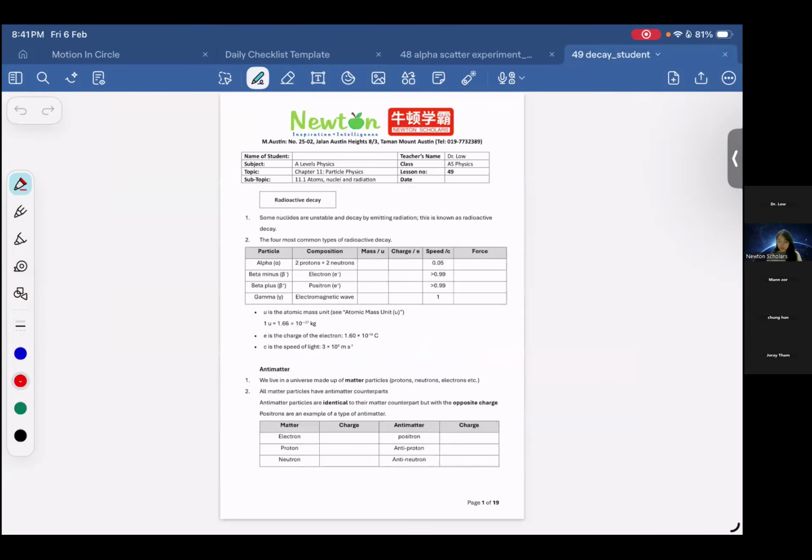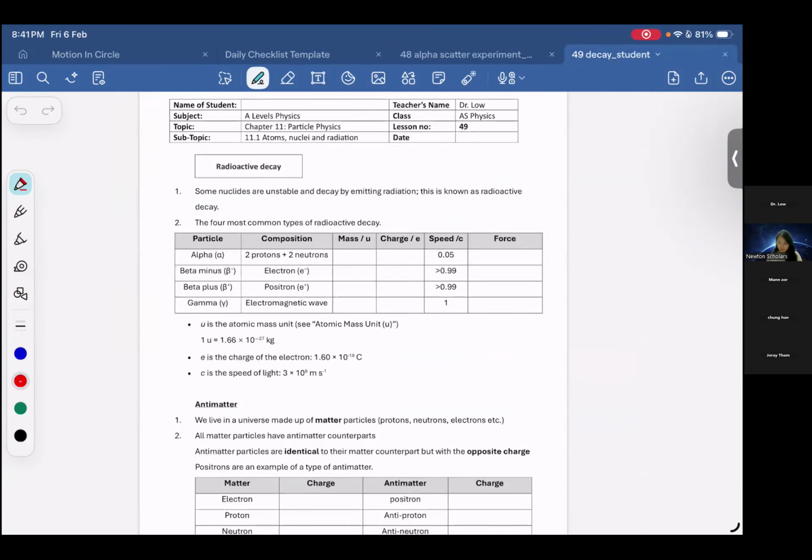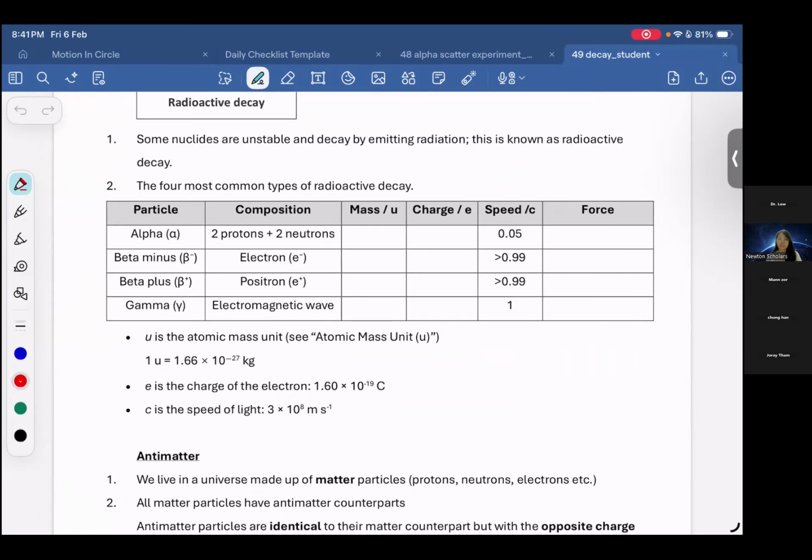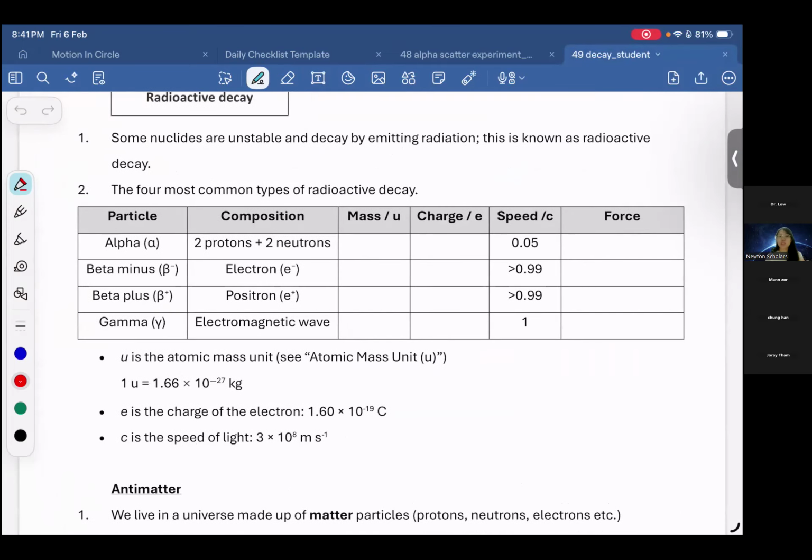Okay, then boys and girls, we go to worksheet 49. We will learn about four types of radiation. Just now Prasan asked, do we need to know alpha, beta, and gamma? Actually, they assume that you know about that. Not much question asks about ionizing, penetrating, or how fast it is moving.